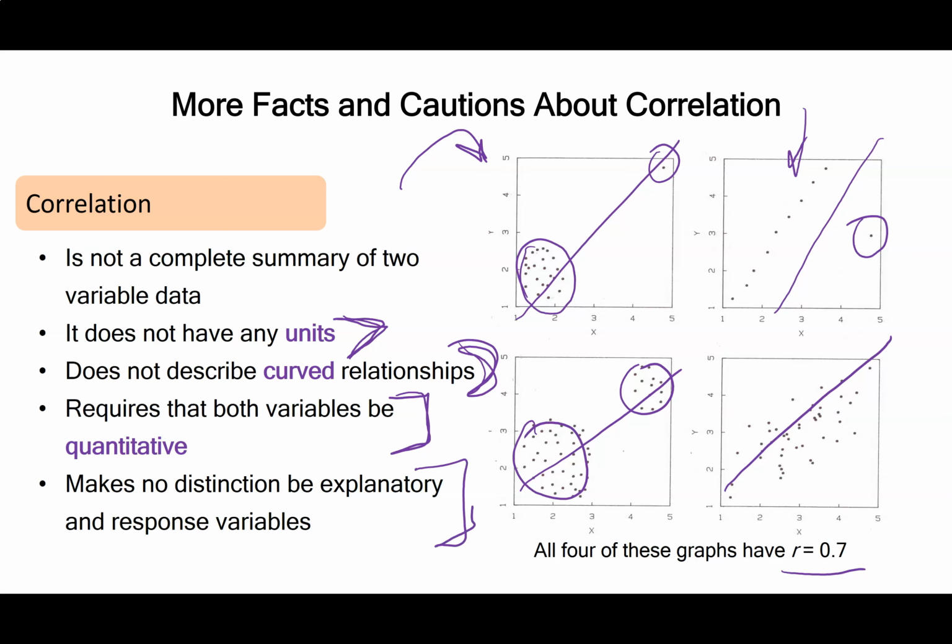It doesn't make any distinction about which one's the explanatory and which one's the response. So if you're entering them in a calculator and you goof up the order, like you put X first and then Y, or you put Y first and then X, it will give you the same value. Although I really strongly recommend keeping it a habit to put them in the correct order, because it will matter down the road for the least squares regression line.